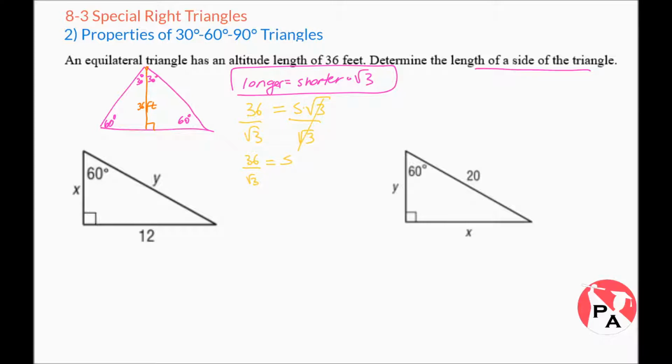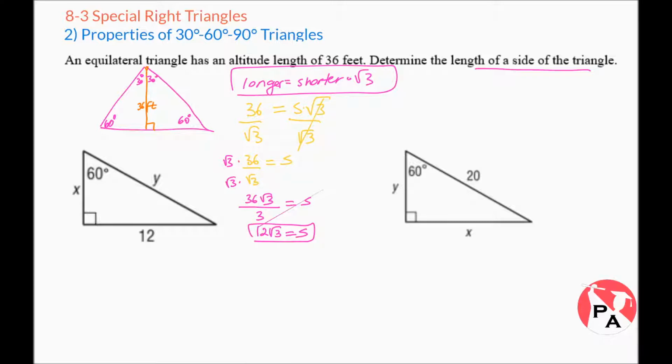Now we need to cancel out this radical 3 in the bottom because it makes it an irrational number. So times each side of this by radical 3. Now this part becomes 36 radical 3. The bottom becomes radical 3 times radical 3, which is equal to 3. The right hand side is S. Now we have like terms. 36 divided by 3 is 12. Radical 3 stays the same, is the length of the shorter leg.